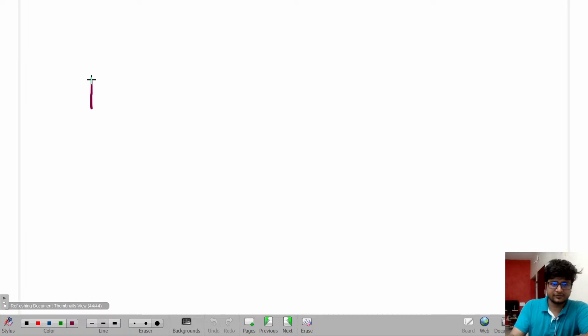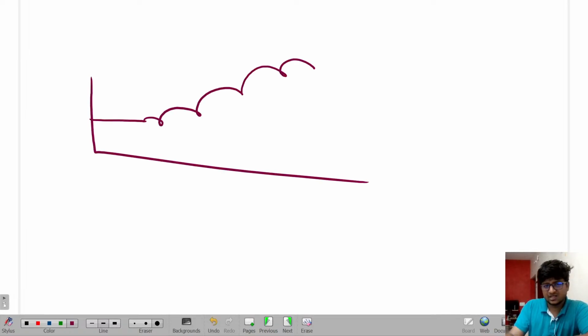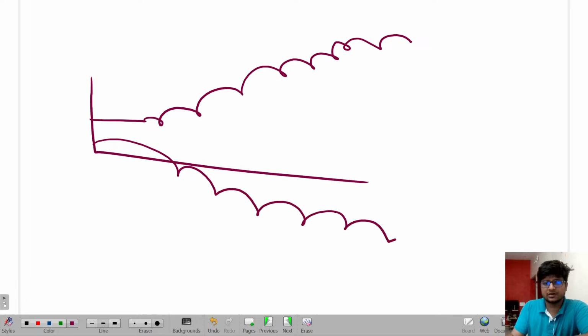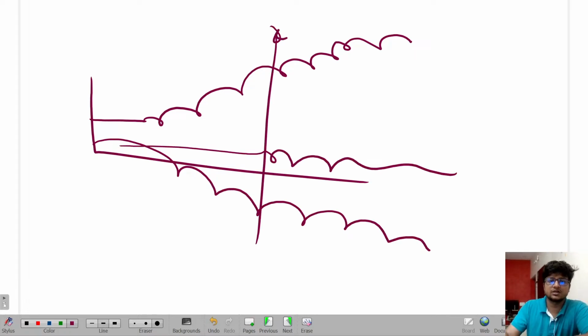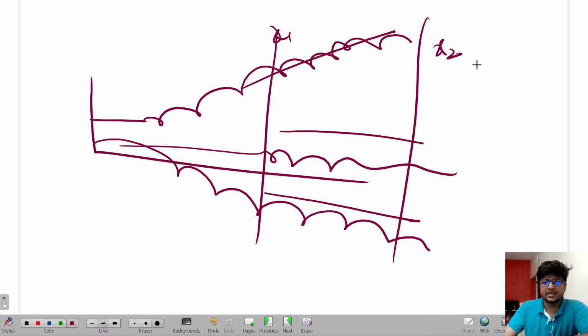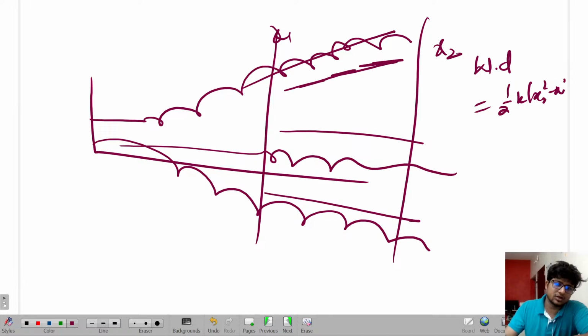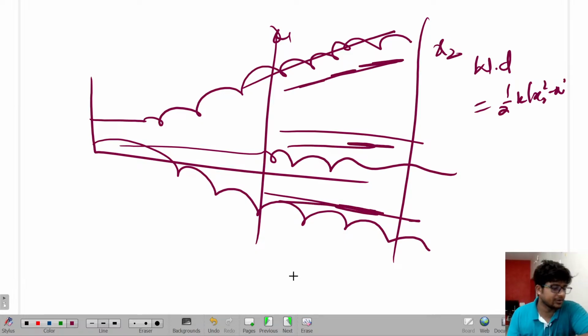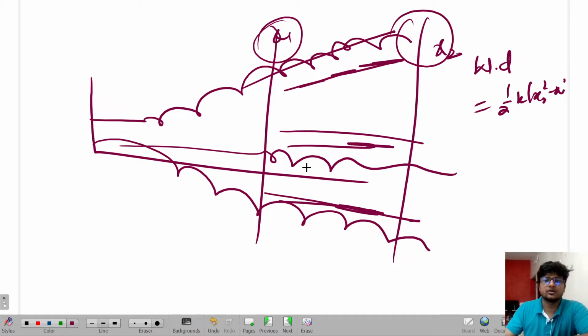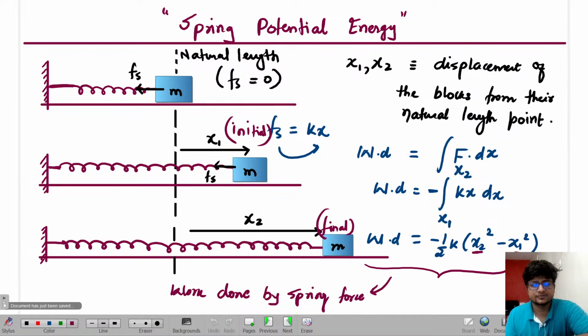If I am taking this spring from x1 to x2, either this way or this way or this way, it does not matter. The work done is simply equal to half k (x2 square minus x1 square), which means it is not dependent on how you have taken the spring through these positions. Are you able to get me? It is only dependent on the initial point and the final point. Is that clear or not clear? So this is the work done by spring force equation.